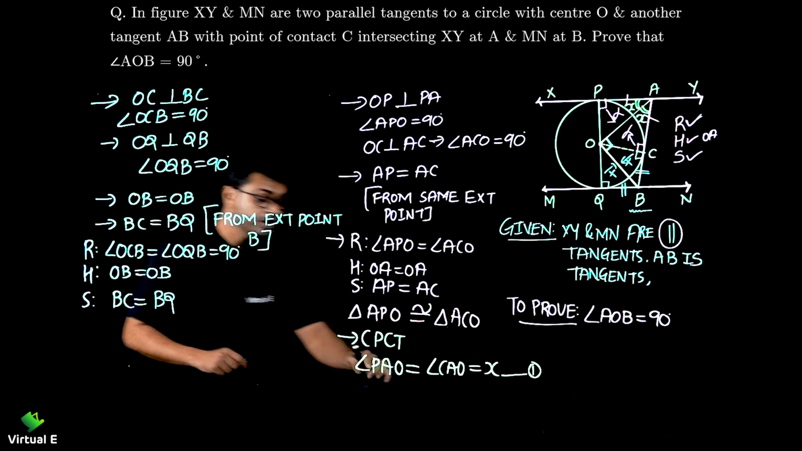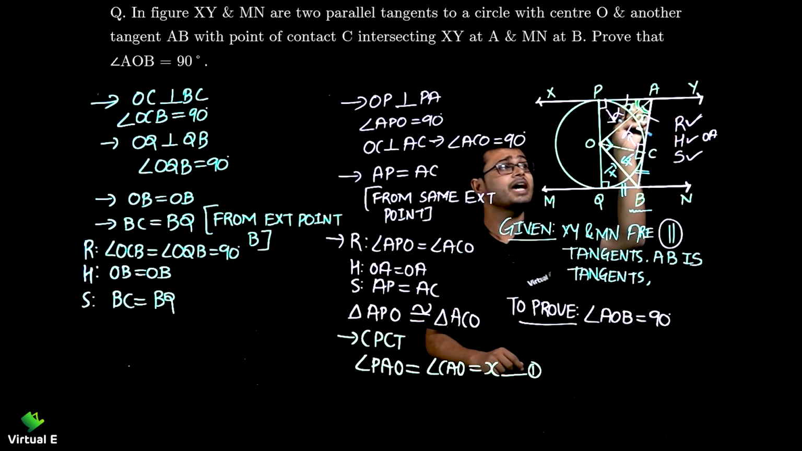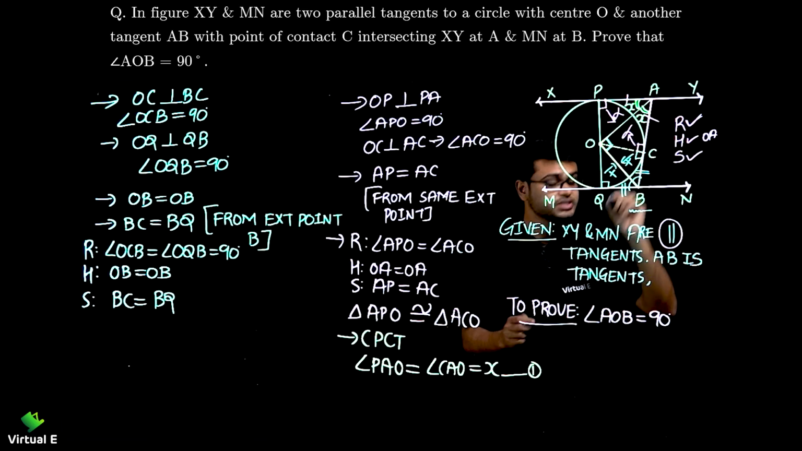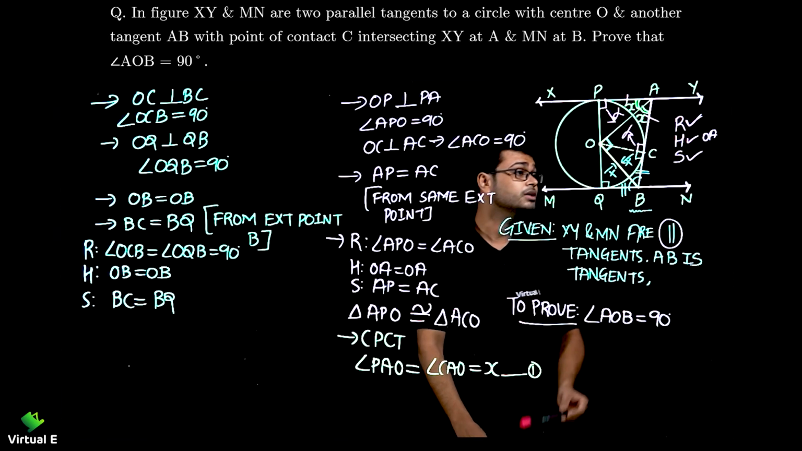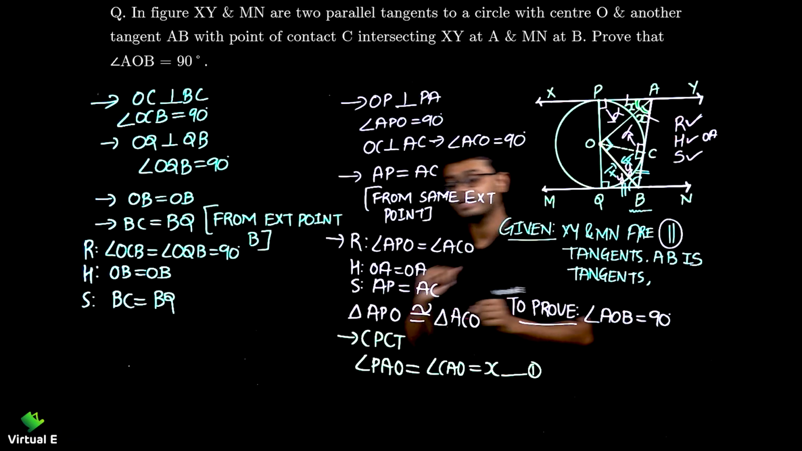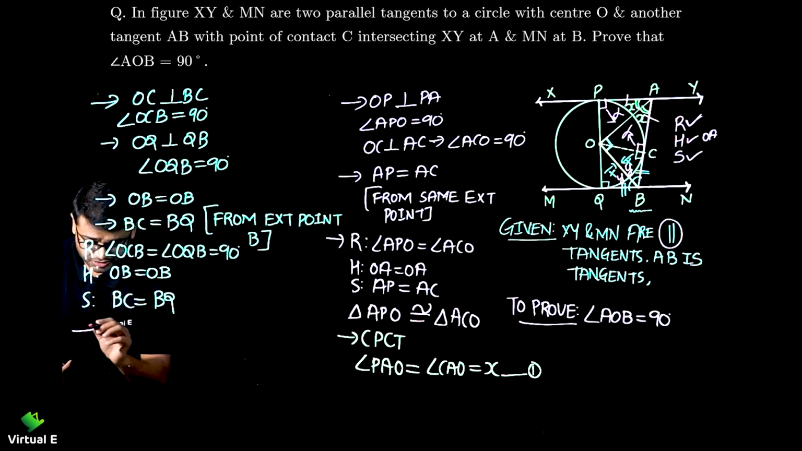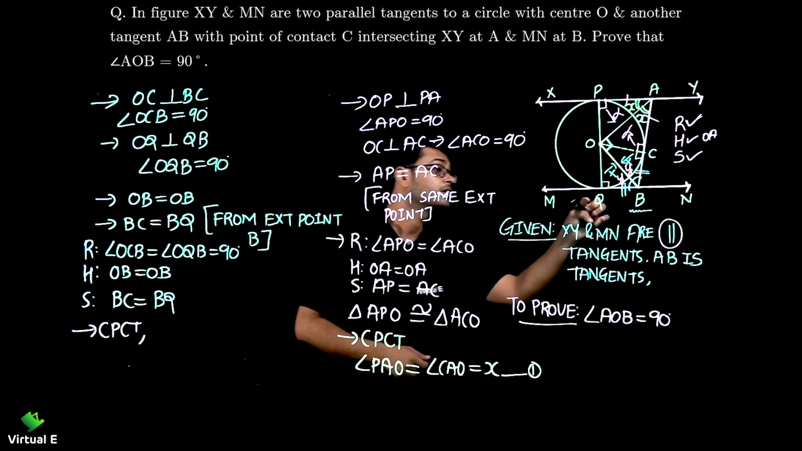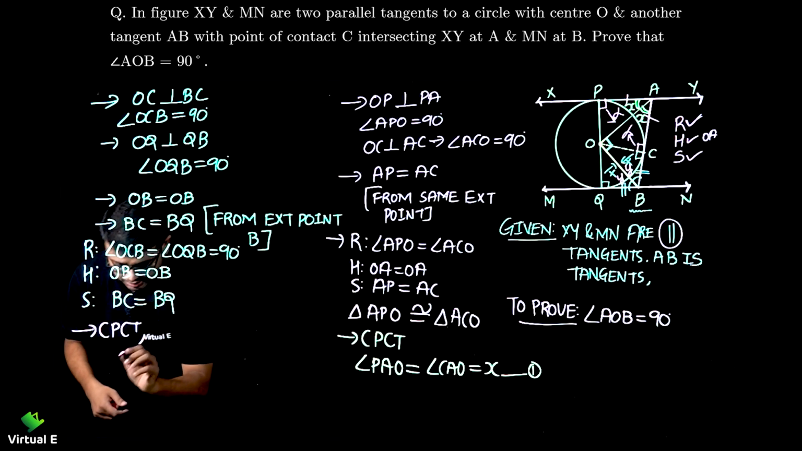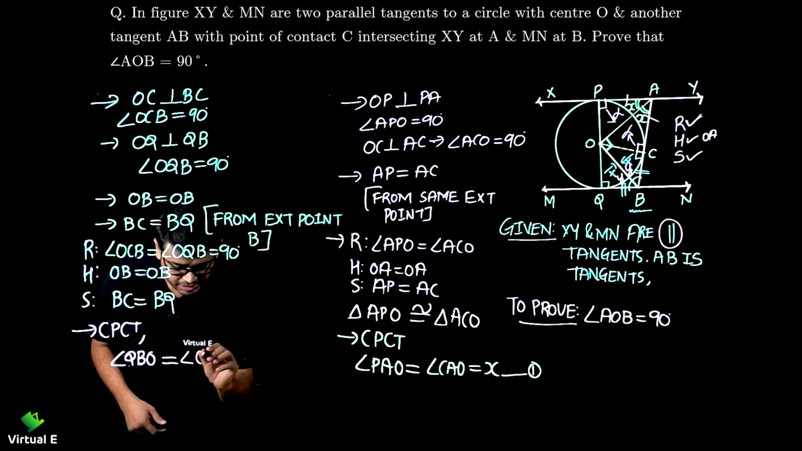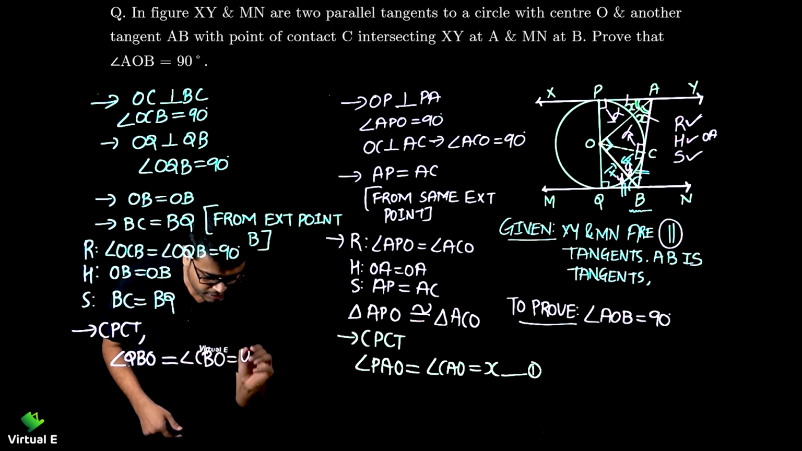Now again I am going to prove, in this case I have proved these angles equal, but here I am going to prove these angles equal. Let me write with another one. So this angle Y and this angle Y, I want to prove them equal by CPCT. What's that angle? Name it properly. Angle QBO is equal to angle CBO. Angle CBO is equal to Y.